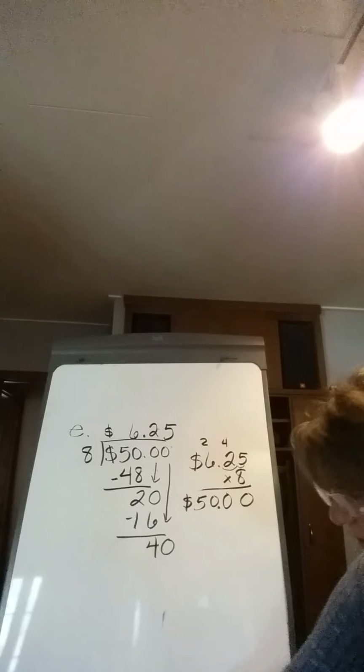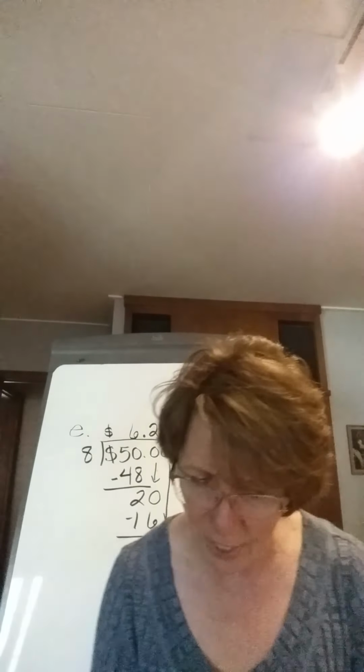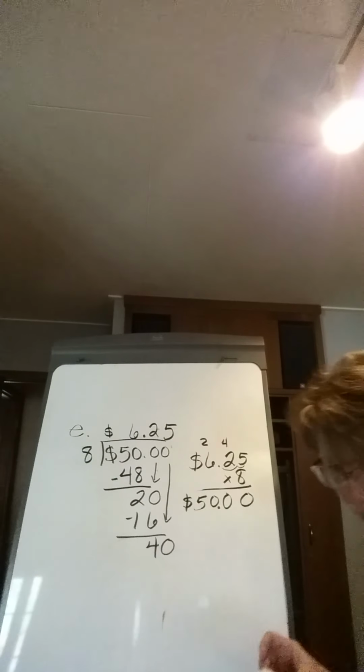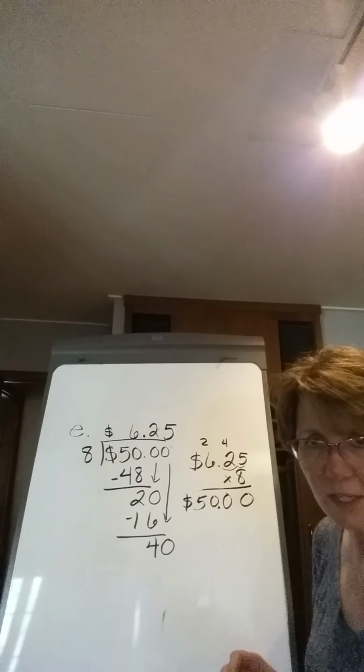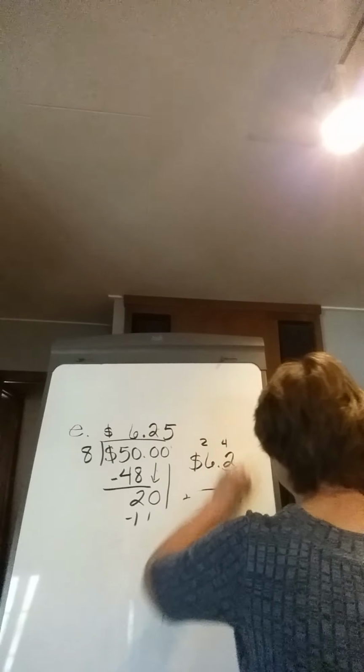Read letter F. It says altogether 878 people attended 3 showings. So the numbers you're going to use for division is 878 divided by 3. Go ahead and start on that.